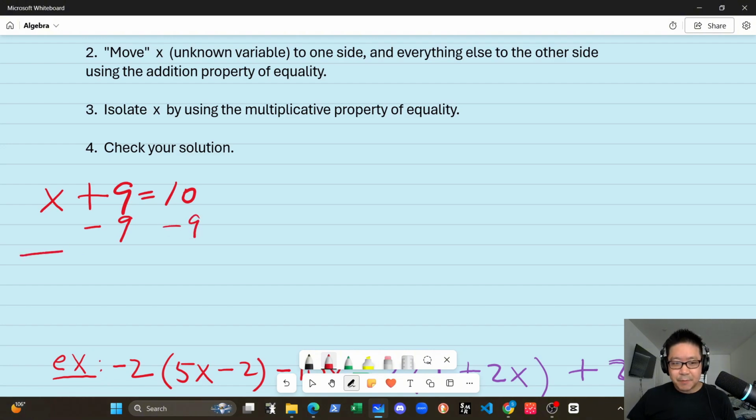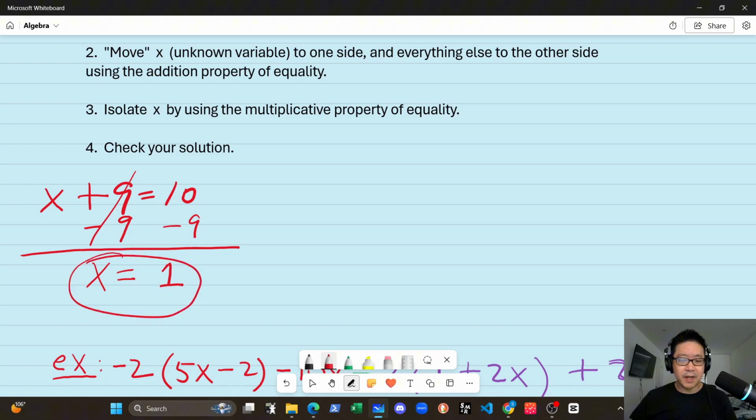So to keep things equal, we subtract the number from both sides. When we do that, we end up with just x on one side and 10 minus 9 equals 1 on the other side, giving us an answer of 1.